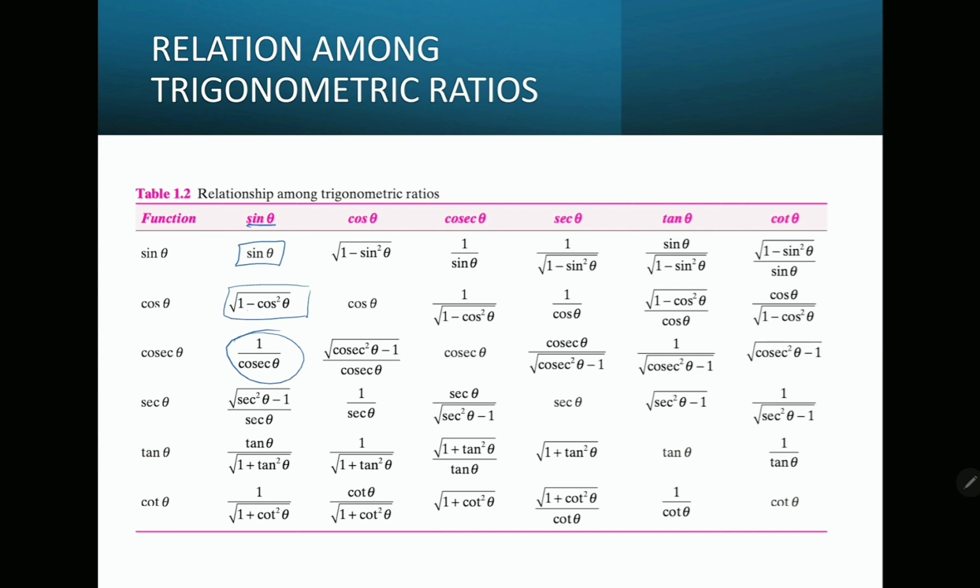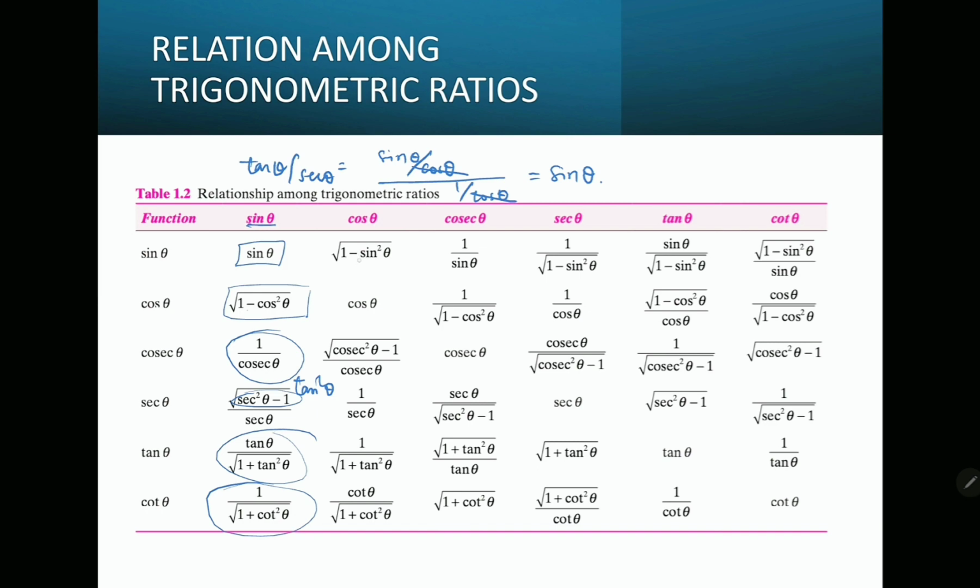This is root of sec square theta minus 1 upon sec theta. Sec square theta minus 1 is tan square theta, so root of tan square theta is tan theta, and tan theta upon sec theta is sine upon cos divided by 1 upon cos. Cos cancels out, which is finally sine theta. Therefore, tan theta upon sec theta is sine theta only. Tan theta upon root 1 plus tan square theta is also sine theta. 1 upon root 1 plus cot square theta is also sine theta.